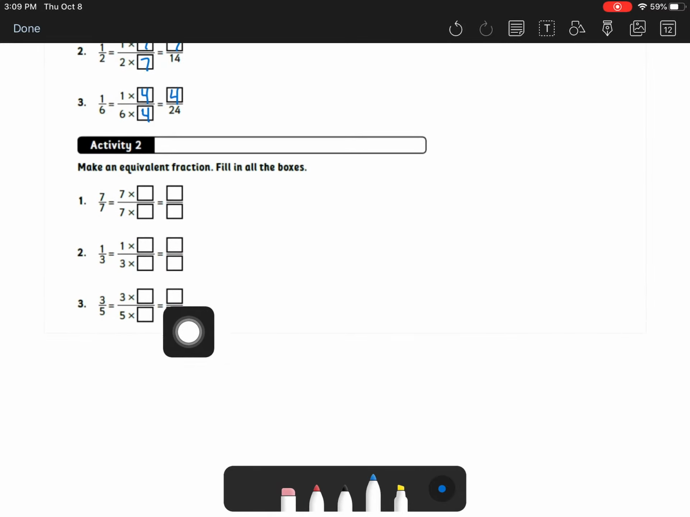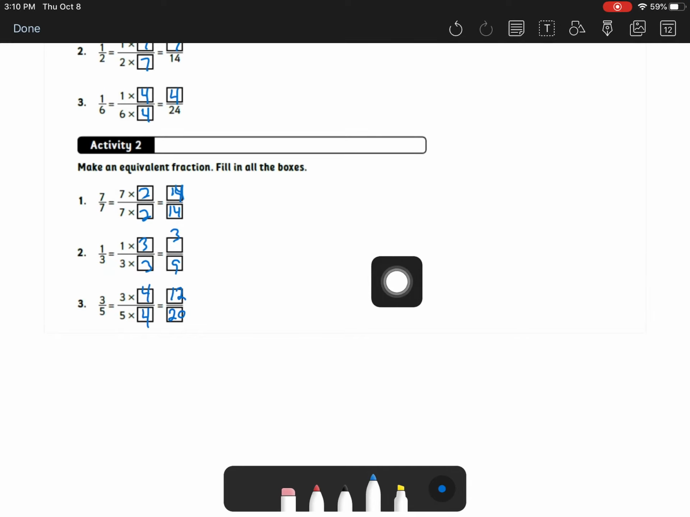Okay, here they're giving us, again, the choice to make whatever equivalent fractions we want. And so if I have 7/7 and I want to make an equivalent fraction, I can choose anything. So let's just go 2's. 14/14 would be equivalent to 7/7. 1/3, I'll just say 3/3. So that would be 3/9. And 3/5, I'll just say 4/4. I'll multiply each by 4. And so I'd have 12/20, which would be equivalent to 3/5.